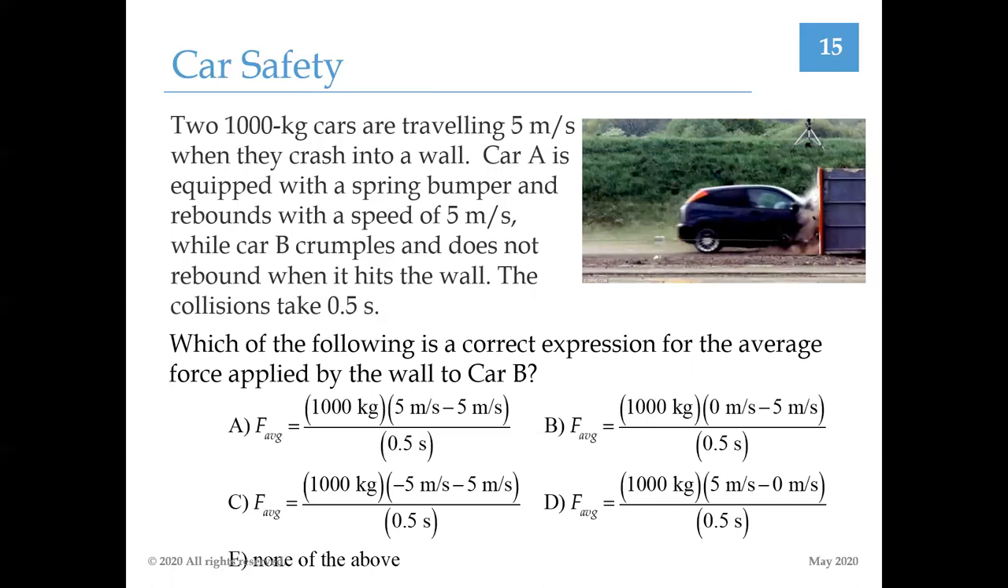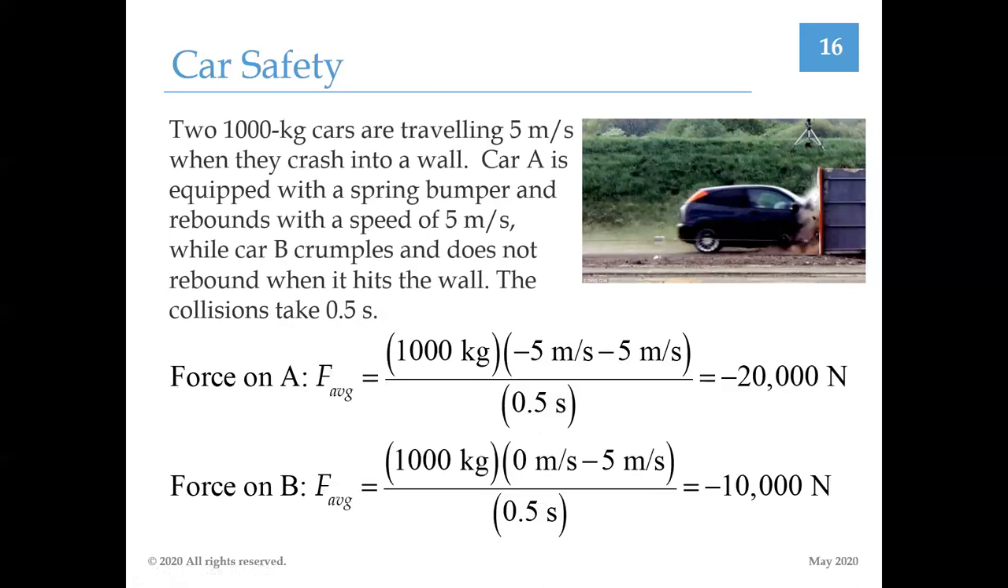So if you look at our options, the one that gives us the ability to have a final velocity of 0 meters per second is option B. So in this case, option B is our correct response. 1,000 kilograms for the mass, 0 meters per second for the final velocity, 5 meters per second for the initial velocity, and 0.5 seconds for the collision time. So now we're just going to plug in those numbers and actually solve for them.